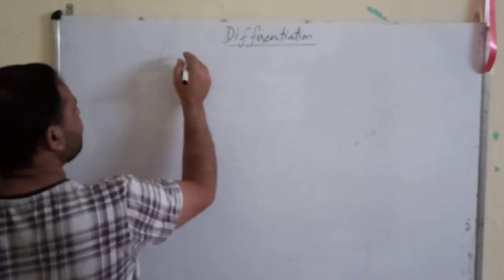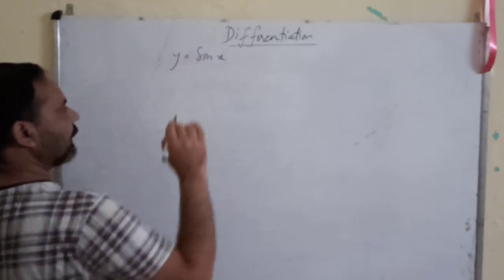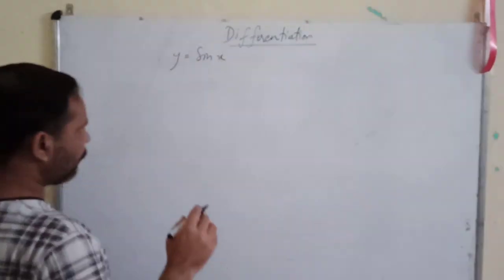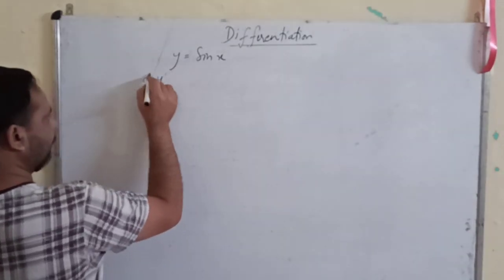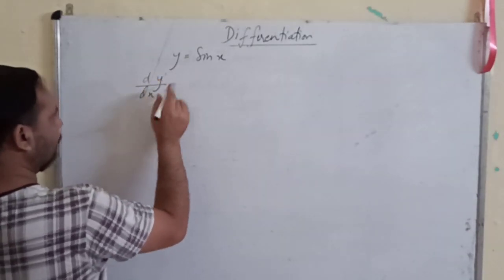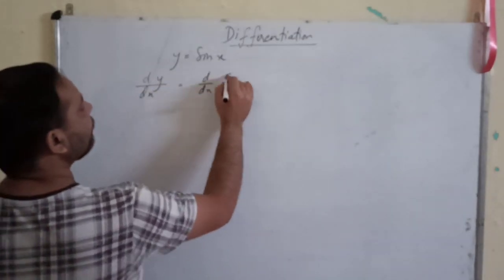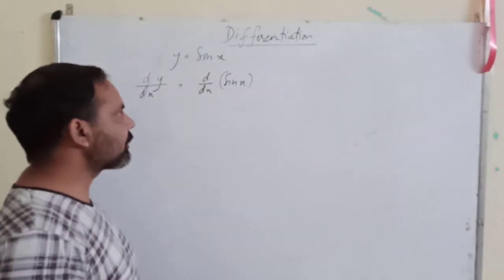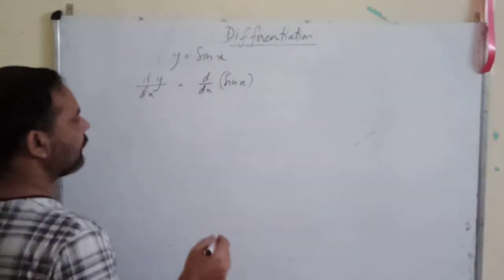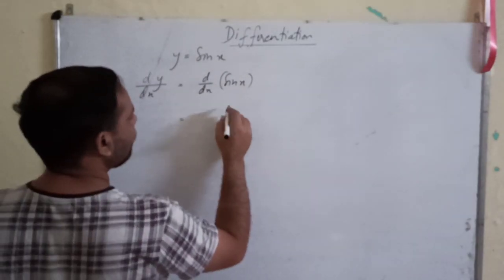Let's take an example. Suppose I have y is equal to sin x. I want to find out the derivative y dash, or simply I will note it like this, dy by dx. So this is d by dx of sin x. Y is nothing but sin x, so d by dx of sin x. Now how will you write it?